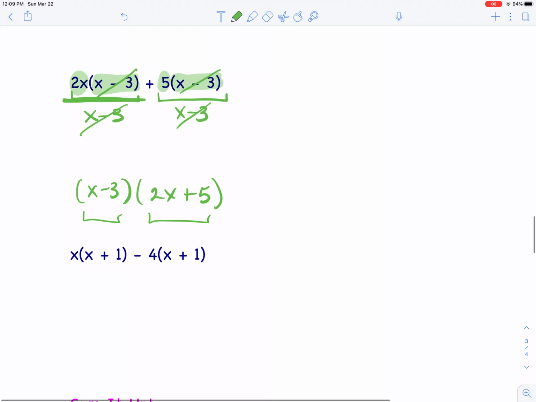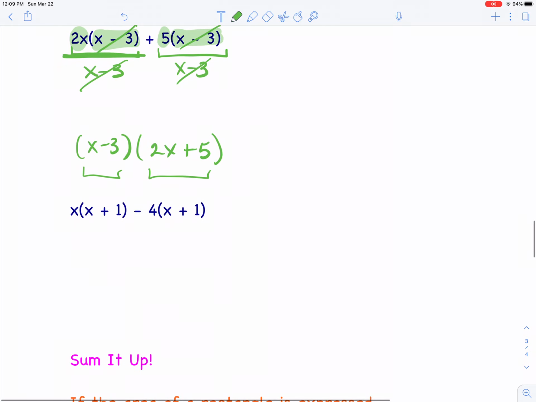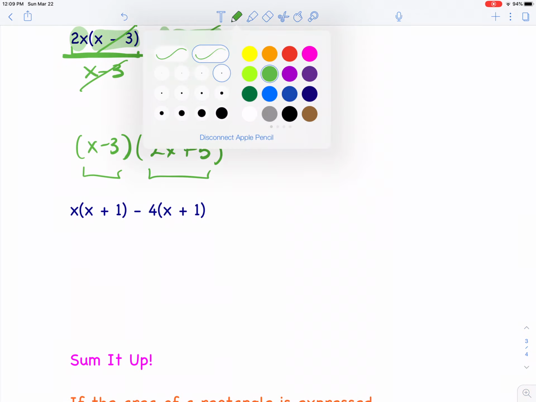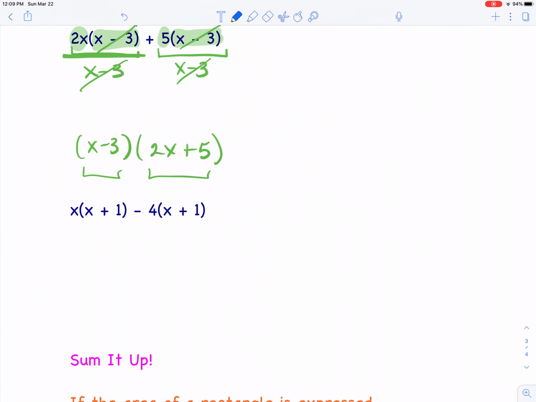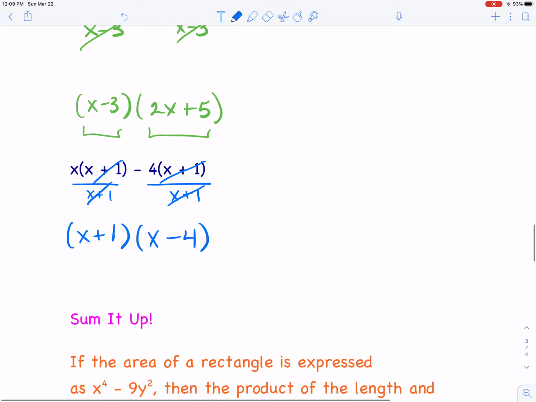If you want, pause, try the next one on your own before letting me do it with you. The next one, again, if you look at the first term and the second term, they both have the factor x plus 1. If I divide the first term by x plus 1, the x plus 1's go, and I'm left with x. If I divide the second term by x plus 1, the x plus 1's go, and I have minus 4. That's our final answer.